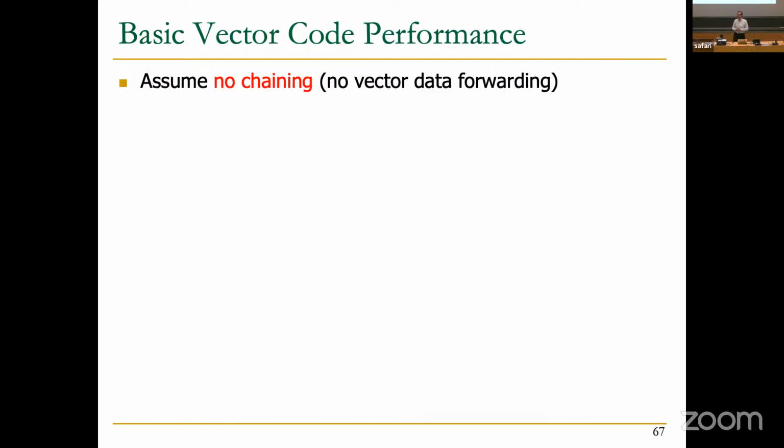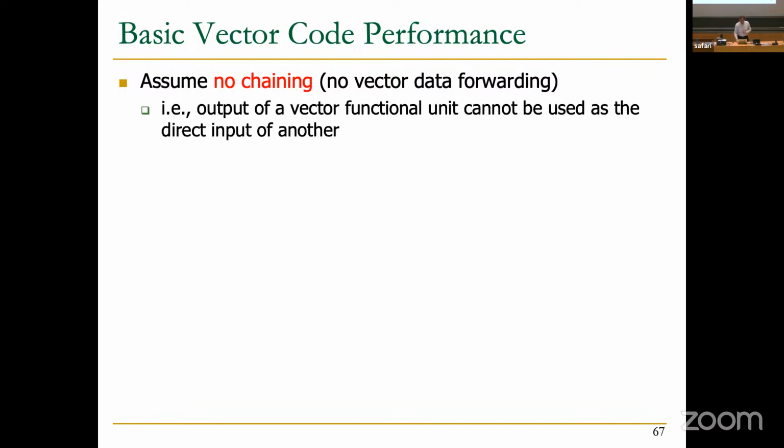Initially, we're going to assume a very simple vector processor, not even forwarding of data. So this is called chaining in vector processing. I don't like this terminology necessarily, but you will see why it exists. There's no data forwarding between vector functional units. You have to finish all vector length of operations in one functional unit before you can start another operation on the same vector register, essentially. You cannot forward individual elements from one functional unit to another functional unit. Okay, basically the output of a vector functional unit cannot be used as the direct input of another.